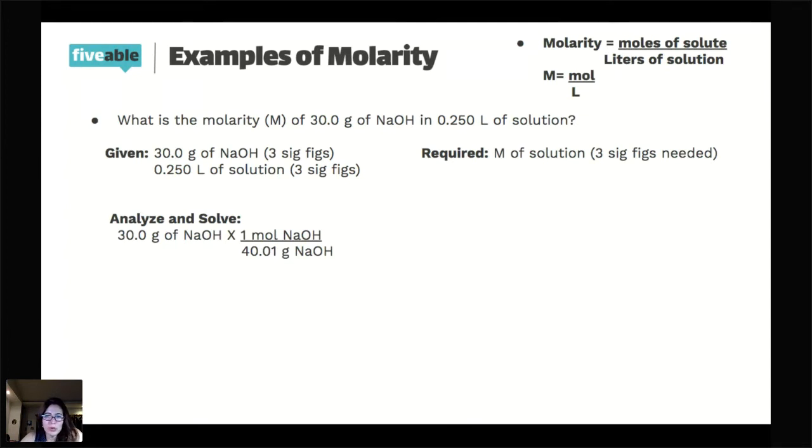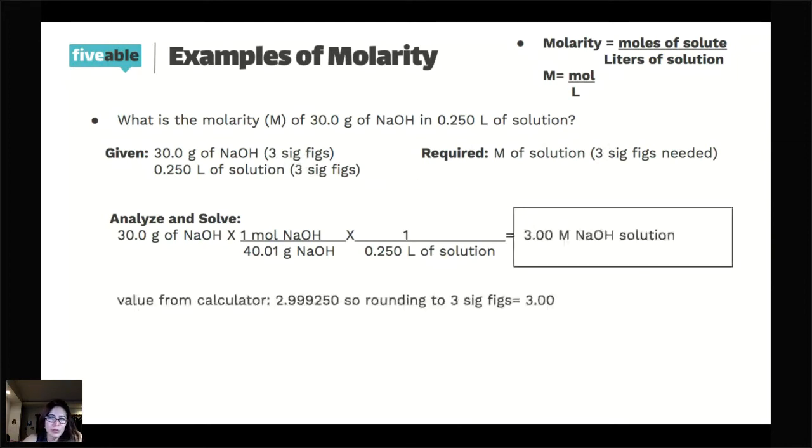Okay, what you have to do to finish this problem is divide by liters of solution, which in this case is 0.50 liters of solution. You also have to notice the significant figures in the data. In your required, you will need three significant figures, since you use the least amount of the given. So then your answer would be 3.00 molarity.